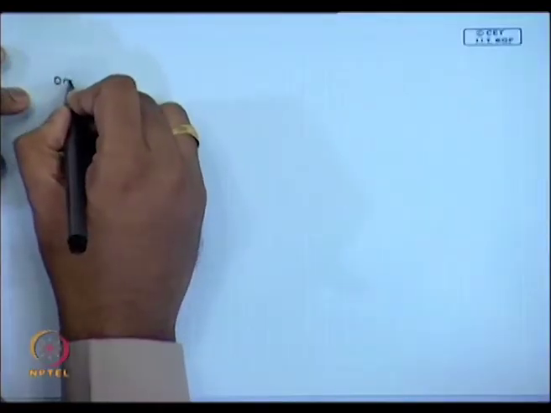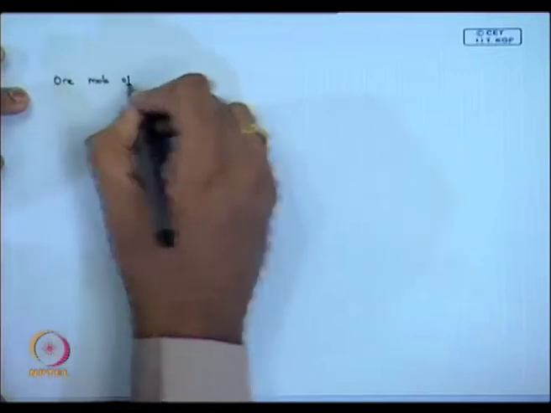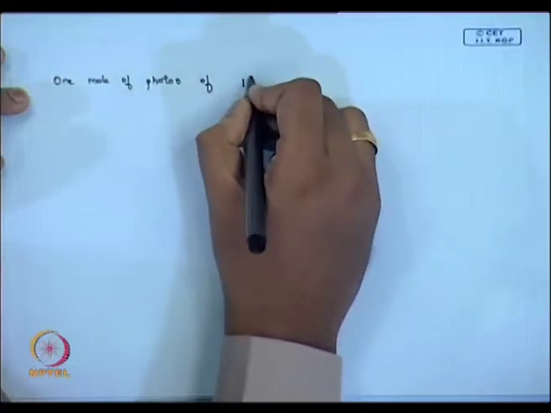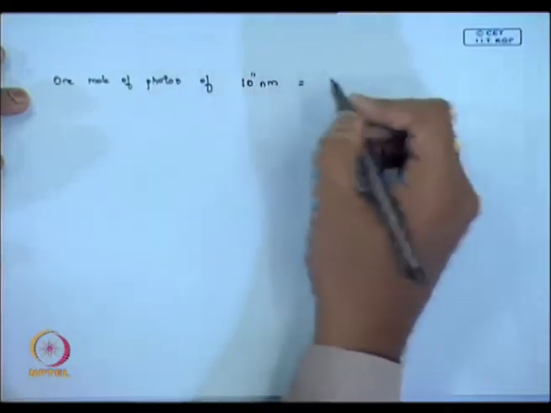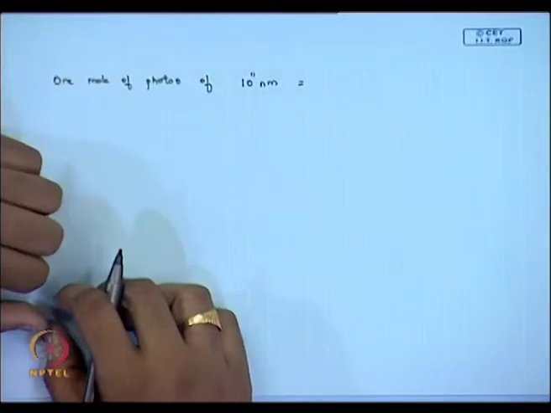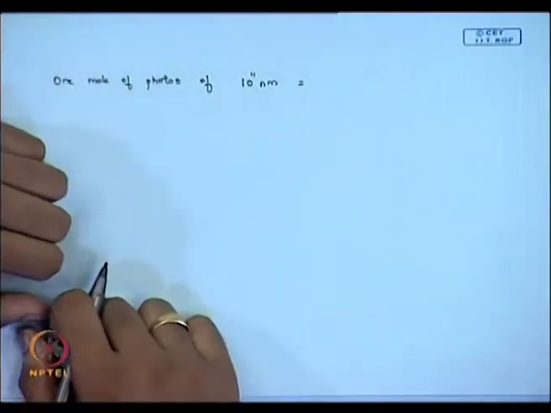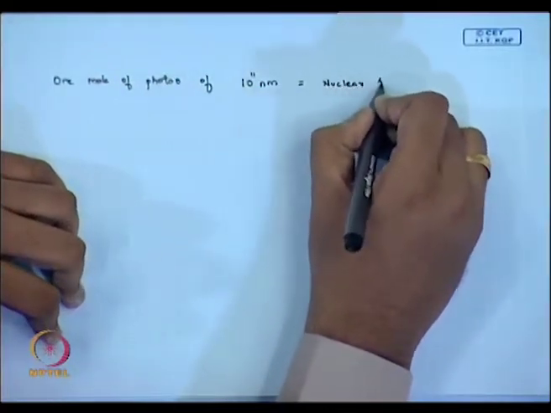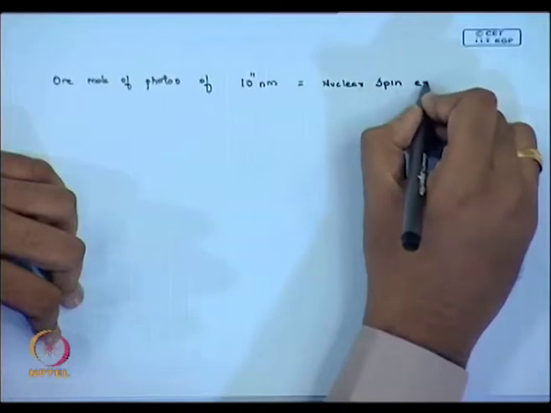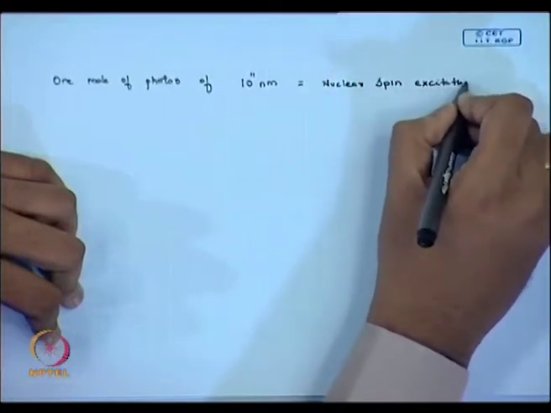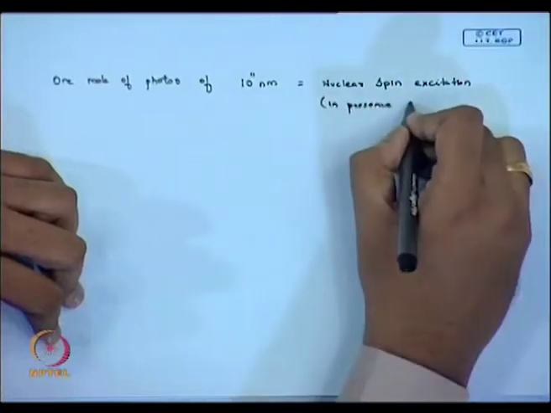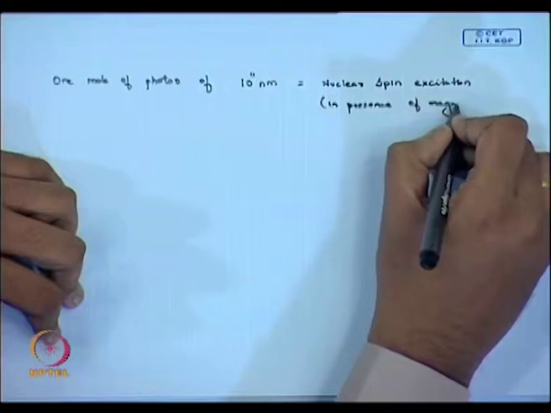If I take 1 mole of photon of 10 to the power of 11 nanometer, what are we going to see in this region? You will be seeing nuclear spin excitation, where you try to do all your NMR, right. So, that you are going to see in this region, nuclear spin excitation. This also happens in the presence of a magnetic field.